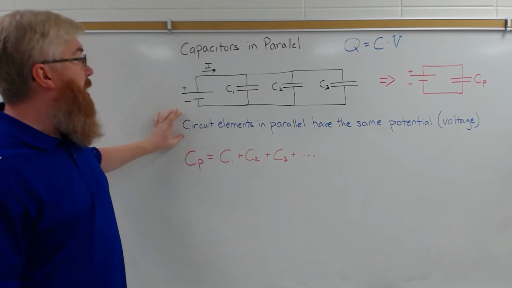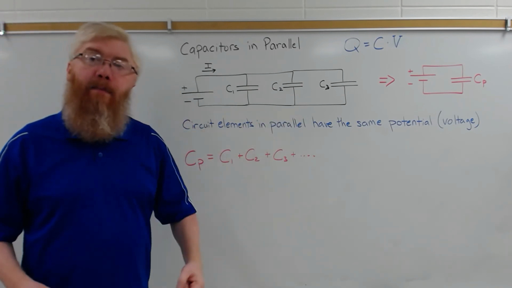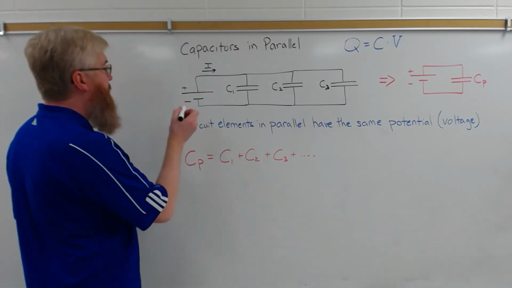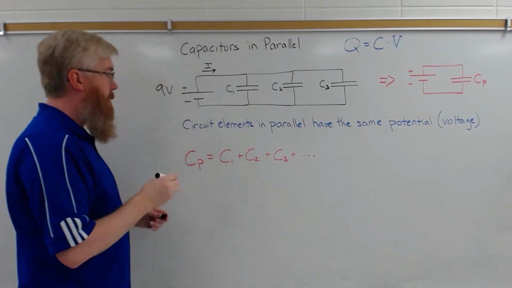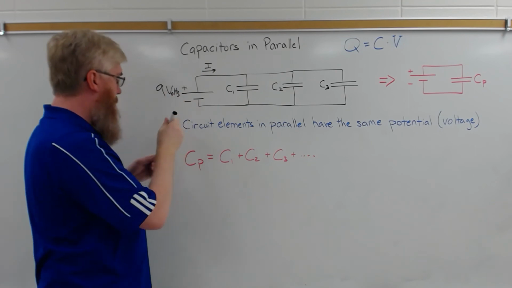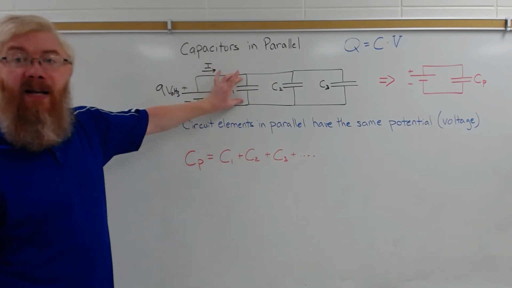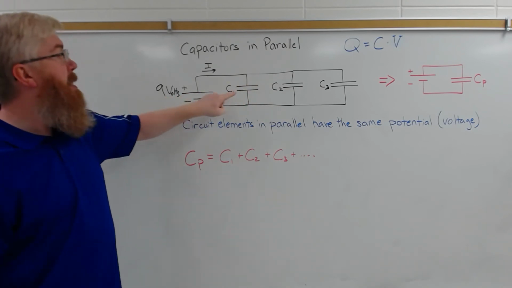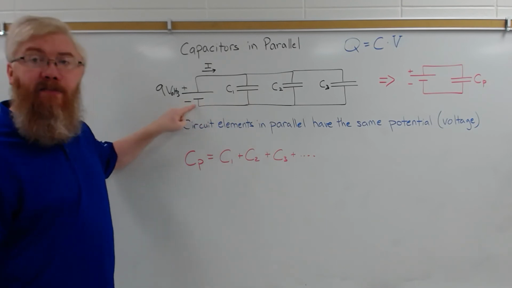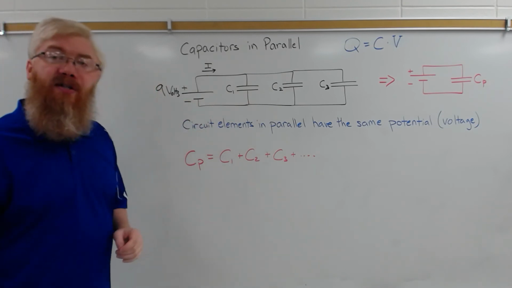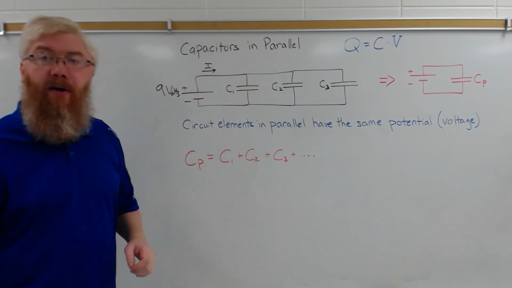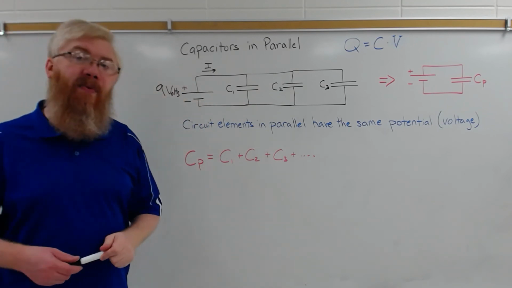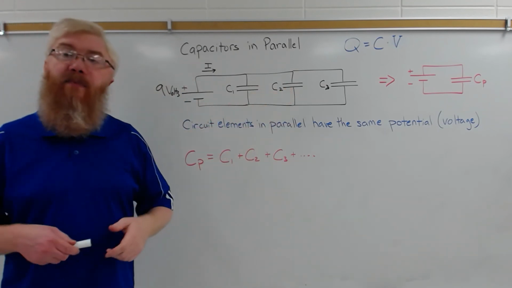Now, circuit elements that are in parallel have the same potential across them. So, imagine this is a battery. Let's say this is 9 volts for the sake of argument, a 9-volt battery. That means that capacitor 1 has 9 volts across it because the top terminal of capacitor 1 is attached to the positive terminal of the battery. The bottom terminal of capacitor 1 is attached to the bottom terminal of the battery. Therefore, whatever the voltage of the battery is, it is the same as the voltage of this capacitor. Likewise, capacitor 2, the top and bottom terminals are also connected to the positive and negative terminals of the battery, as is the same for capacitor 3.